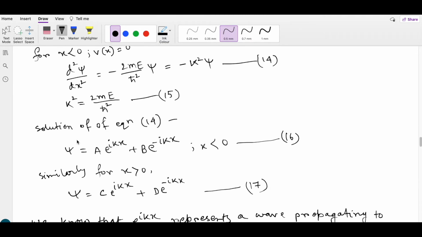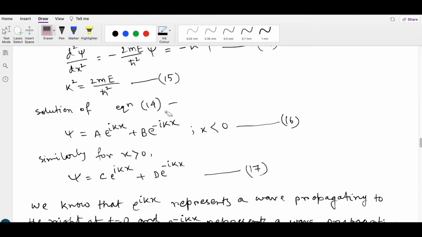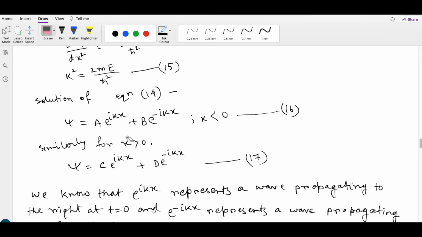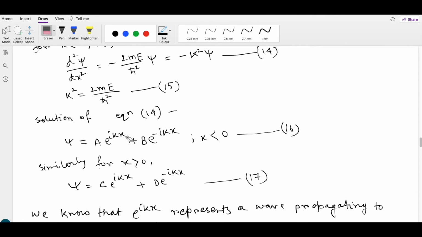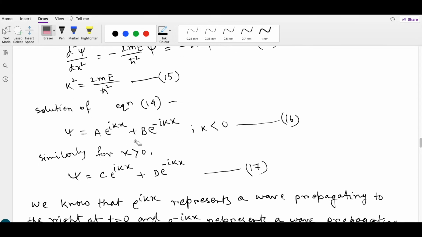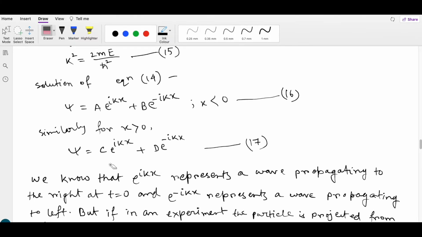k is positive. Solution of equation 14: ψ equals A e^(ikx) plus B e^(-ikx) for x less than 0. Similarly, for x greater than 0, we have similar conditions, and we get ψ equals C e^(ikx) plus D e^(-ikx).